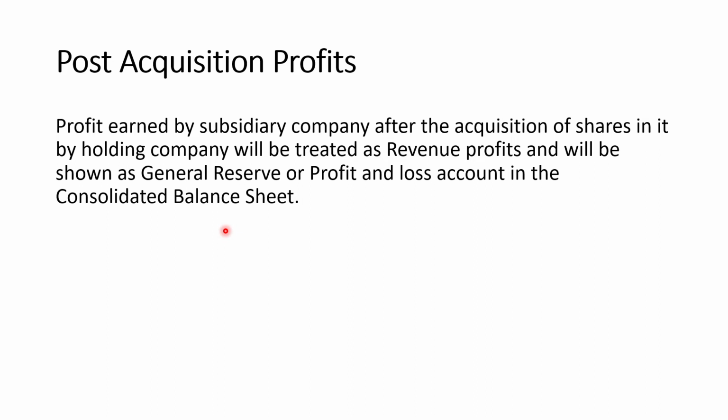because holding company has something to do with these profits, because holding company has now invested the money in the subsidiary company. So anything which the subsidiary company is earning, that will be called the revenue profits of holding itself. So such profits, the portion of such revenue profits of subsidiary company will be shown as either general reserve or profit or loss account in the consolidated balance sheet of holding company.